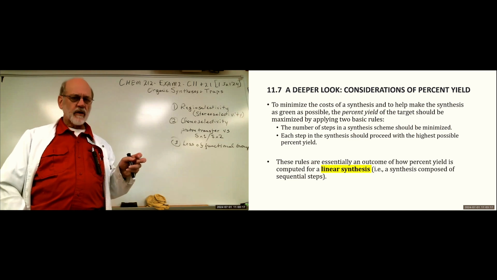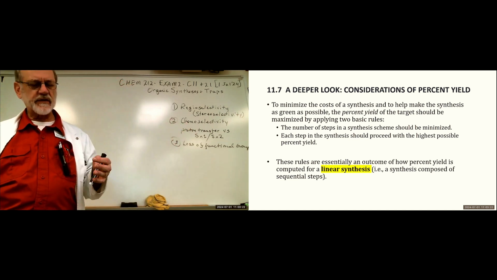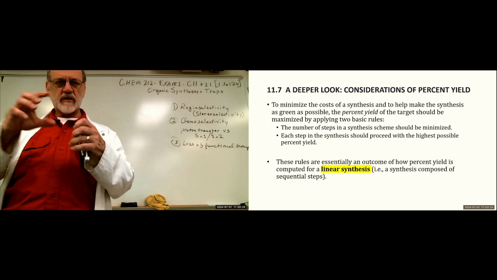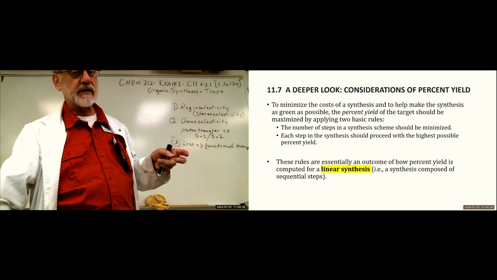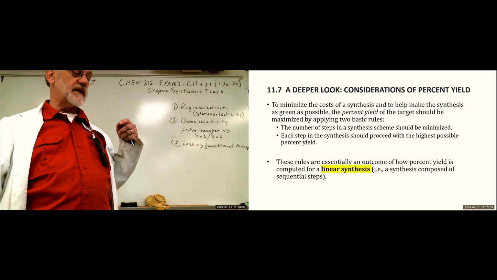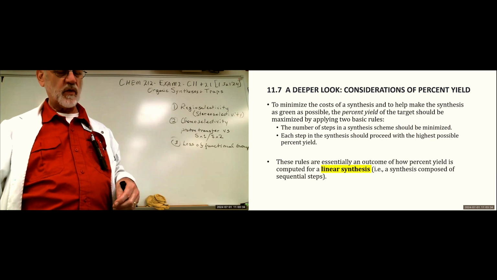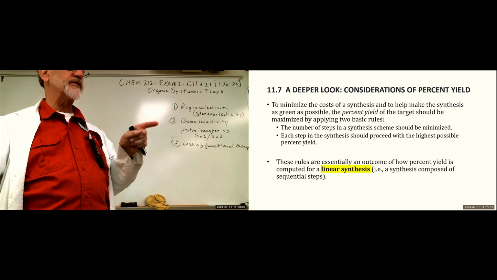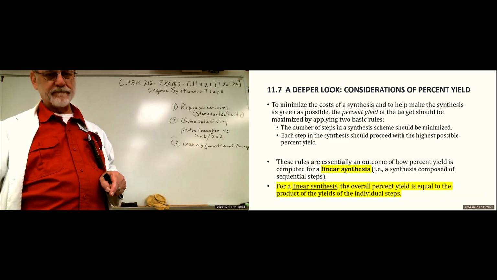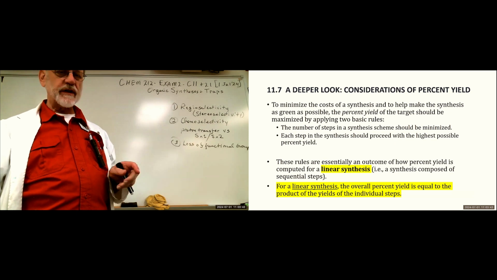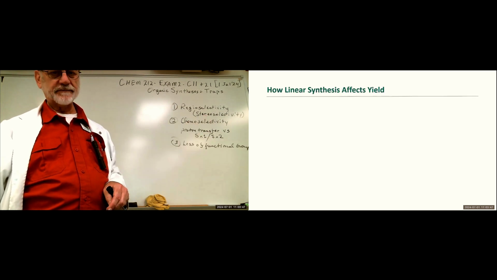So there are two types of synthesis routes that we can do. The linear synthesis has one step after another. You do a series of steps to your end product. That's a linear synthesis. In this case, all you need is the percent yield for each step, and you multiply the decimal equivalent of each percent yield. So the overall yield will just be the product of all those yields.